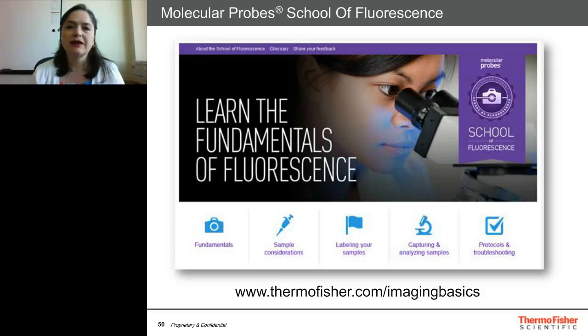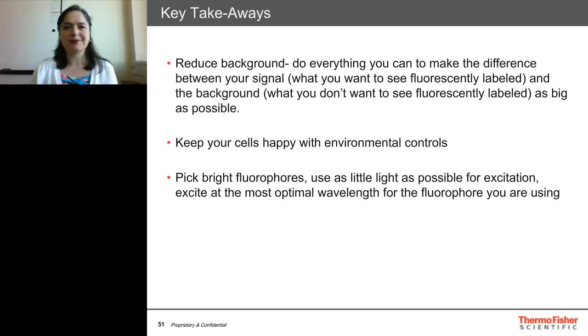And with that, I'll go over the key takeaways. The keys to successful imaging experiments, the practical considerations that the title alluded to: reduce your background. Do everything you can to make your signal high and your background low. If you make the signal, which is what you want to see, and the background, which you don't want to see fluorescently labeled, as big as possible, you'll have the best outcome for your experiment.